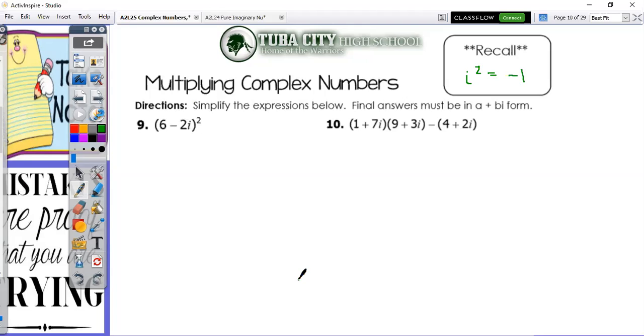All right, looks like we have another set of groups with this one here. Now, when you see a square on a group, that means you have two of those entire groups.